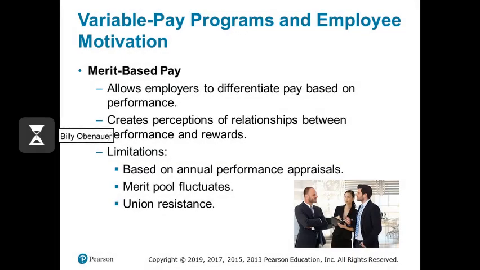Now, merit pay deals with giving people differences in their annual increases of pay based upon their performance. So let's say we have an employee whose salary is $50,000 a year. They might get a 3% increase if they're an outstanding performer. They might get a 2% increase if they're a satisfactory performer, and they might get no increase if they need improvement. One of the great things for the employees about merit based pay is that once you earn it, you've got it moving forward.